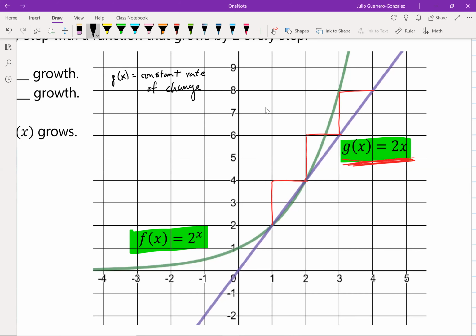And f of x is a constant percent change. We haven't gotten to this completely yet. We'll get to it in a little bit. So the manner in which this graph changes.